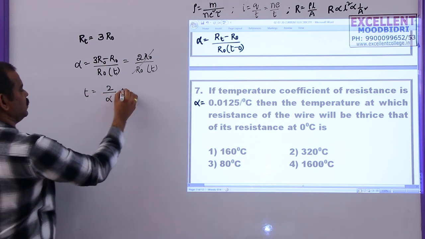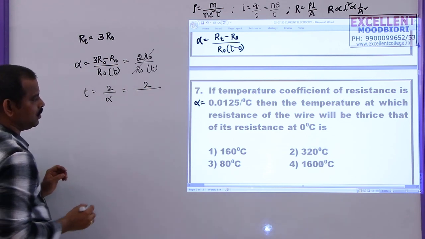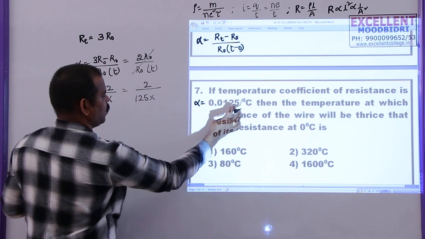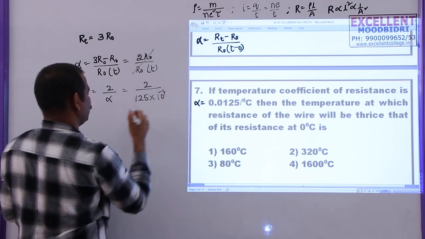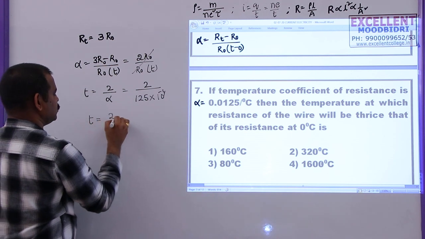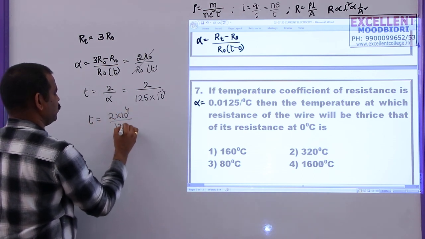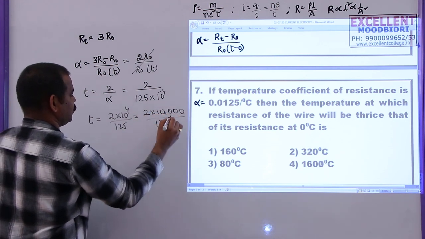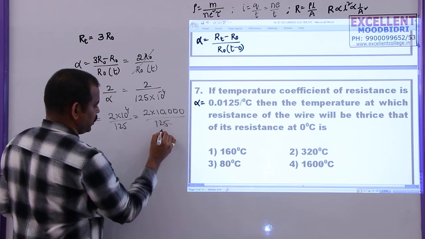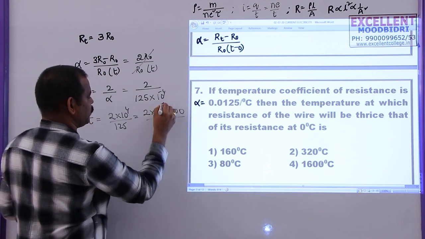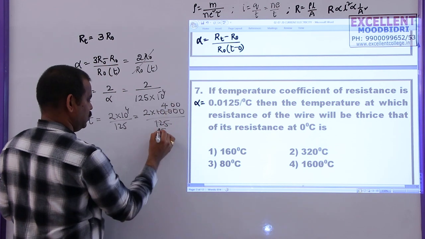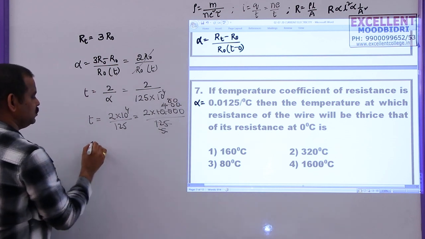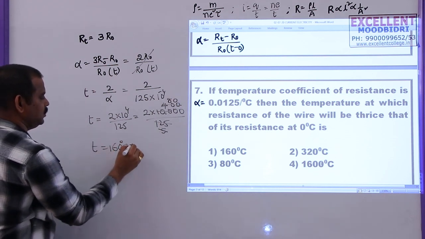So temperature will be 2 by alpha. This will interchange. So this is 2 by 0.0125. You can write this as 125 into 10 power minus 4. So this temperature is 2 into 10 power 4 by 125. So you can write 2 into 10,000 by 125. So this temperature will be 160 degrees Celsius.